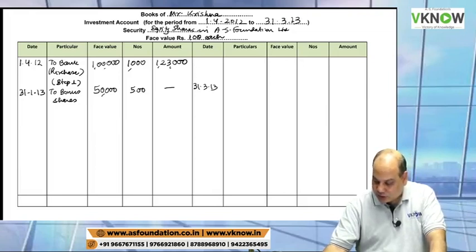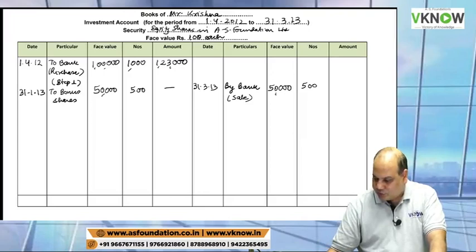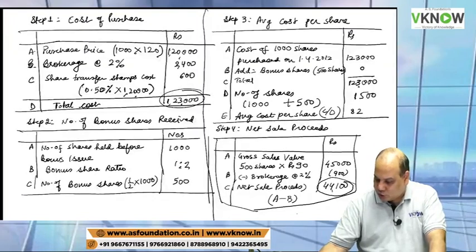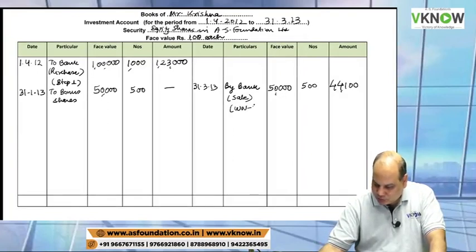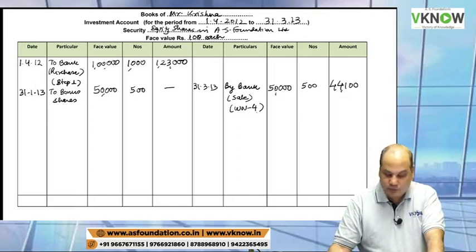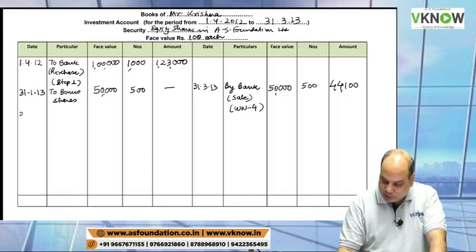31st March 13, by bank, sale. 500 shares are sold. 50,000 is face value. On the screen, working note 4 below, right side, 44,100 is the amount realized. So you will write here working note 4 or step 4. And then on debit side, profit also, you will recognize profit also. To P&L account, profit on sale.